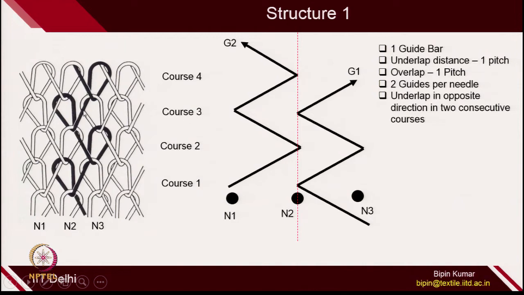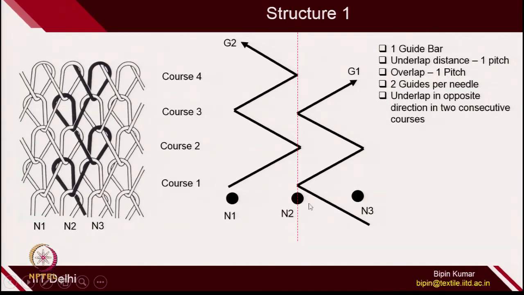course, in this third course, the yarn for this loop is again provided by G1, and in the fourth course this particular loop is provided by G2. So, ideally speaking, all the guides follow the same zigzag movement. So, all the guides will be attached to the same guide bar. For making this fabric we just need one guide bar because the movement is the same for all guides. Underlap distance, if you see the changing of position for each guide, it is changing from one needle to the second needle. So, that is why underlap distance is just one pitch.